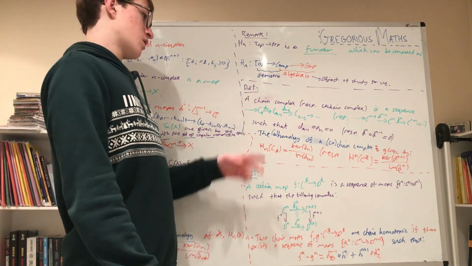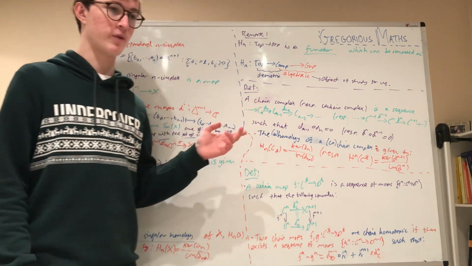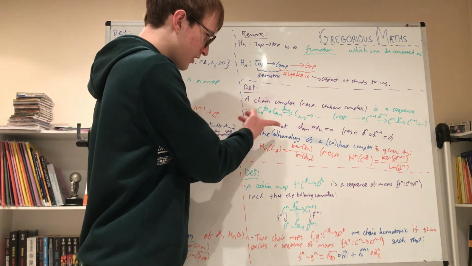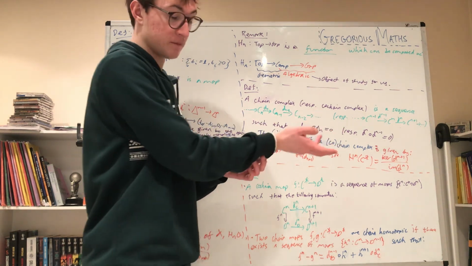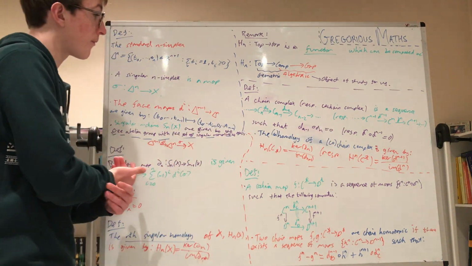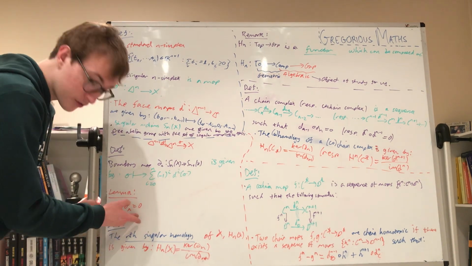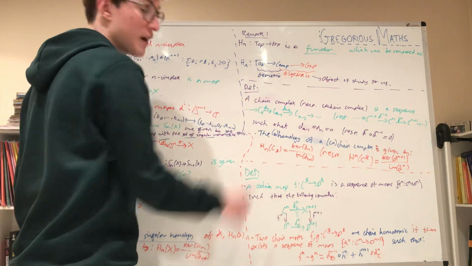Anyway, a sequence of modules, Cn, and module homomorphisms, and they're decreasing, so they're going from Cn to Cn minus 1, Cn minus 2, and on and on. And they satisfy the condition, just like this boundary squares to 0, these dn's have to square to 0.